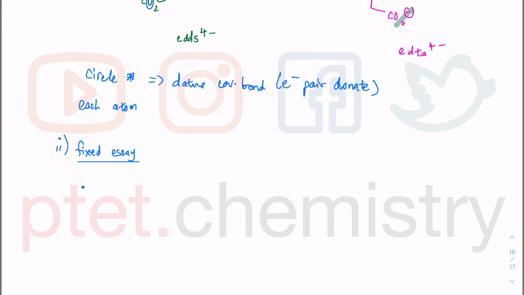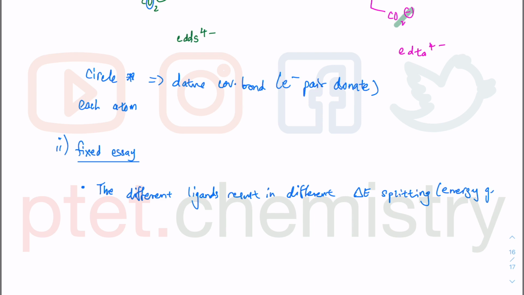So what can I say? I can say that the different ligands, or ligands on their own, result in different delta E splitting. So delta E splitting is the energy gap between the two sets of orbitals.